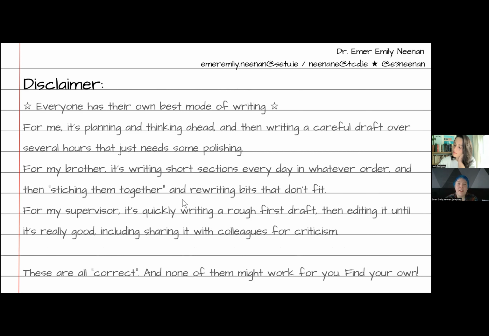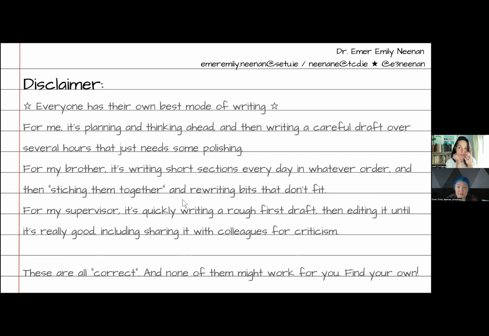So everyone has their own best mode of writing, and I already touched on this. For me, I plan and I think ahead, and then my first draft, I write it reasonably quickly, but not that quickly. I write it over the course of a couple of hours, but generally in one sitting. And then I mostly just polish it. Every now and then I will realize I want to move a section or something, but generally speaking, I've already figured out what order all the sections should be in.